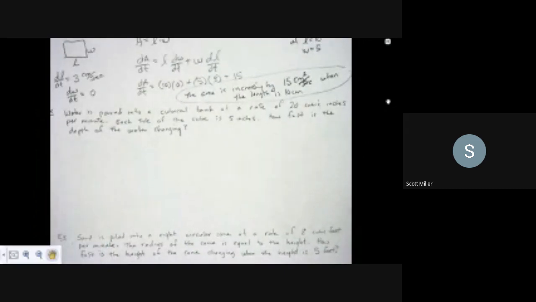Okay, water is poured into a cubical tank at a rate of 20 cubic inches per minute. Each side of the cube is 5 inches. How fast is the depth of the water changing? Okay, a little bit more involved on this one. So again, as in all things, we write and draw a picture. So do your best to draw a cube. Usually I just do a square like that, line out. All these are parallel, same length. Then draw that, connect it, draw that down, connect it, cube.